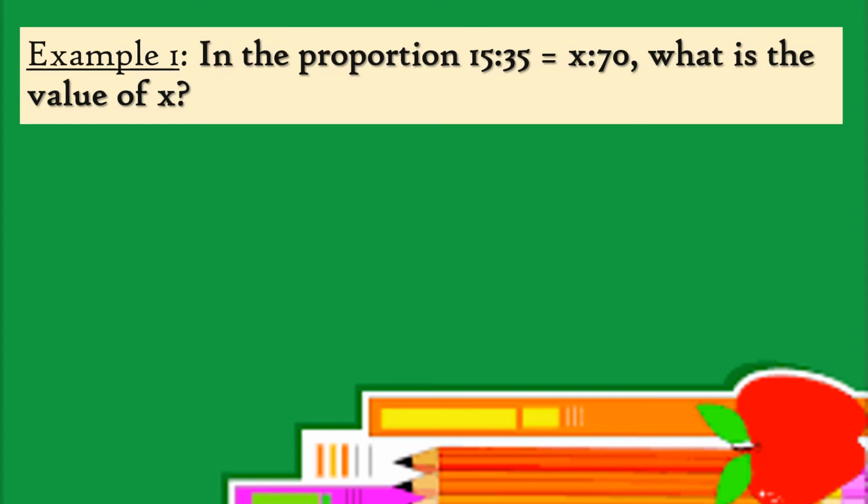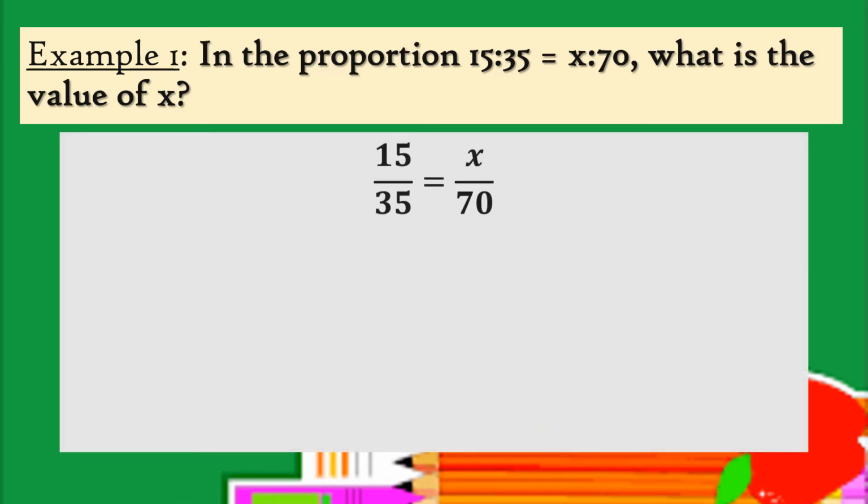Let us have our second example. In the proportion 15:35 is equal to x:70, what is the value of x? So meaning we will apply the cross multiplication to solve for the unknown value in our proportion. First step is to write it into fractional form so it will be easier for us to solve and to use the cross multiplication. So we have here 15:35 is equal to x:70.